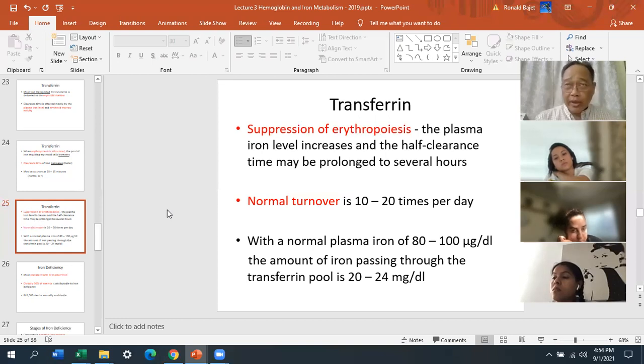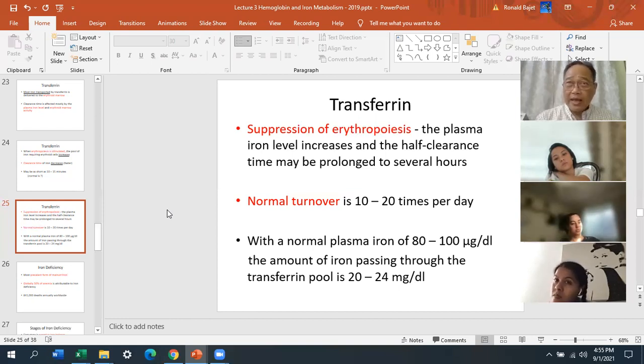And your body should know that while my hemoglobin is fine now, I don't need to have increased production of red blood cells. So what will happen is the plasma iron, if you don't stop or it slows down, it doesn't slow down enough, the plasma iron level will actually increase, and the half clearance time may be prolonged to several hours. So instead of 60 to 90 minutes, it's going to be increased to maybe 120 to 150 minutes. So the clearance time has to slow down, and your iron level will actually go up.